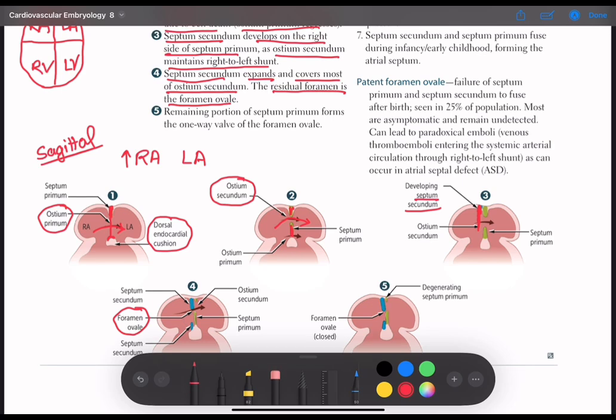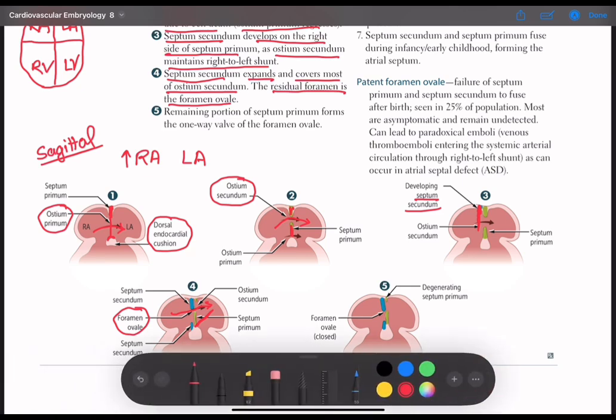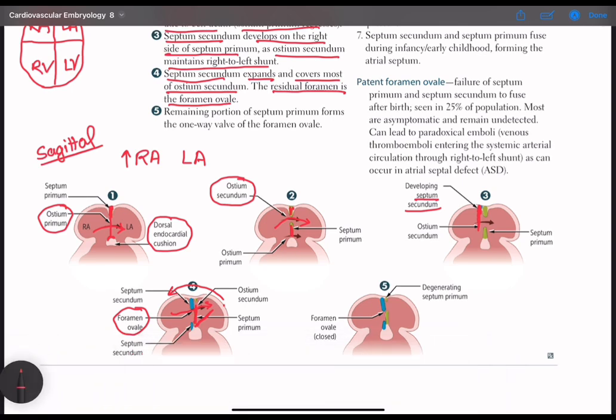So when blood comes from right atrium to left atrium, the septum primum moves over here. But when blood tries to come from left atrium into right atrium, now septum primum fuses with septum secundum, thus forming a one-way valve. The remaining portion of septum primum forms the one-way valve of the foramen ovale.